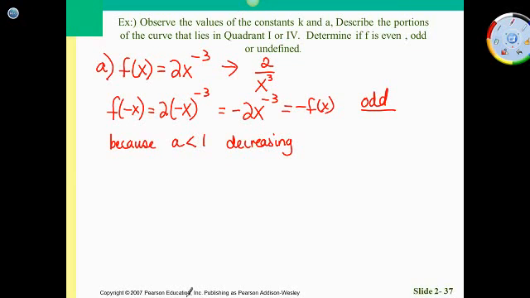All right. I'm doing this without a calculator, right? Get your calculator out and confirm, though, as you're going along. That's what you do. Let's do B. f of x equals negative 0.4 x to the 1.5.